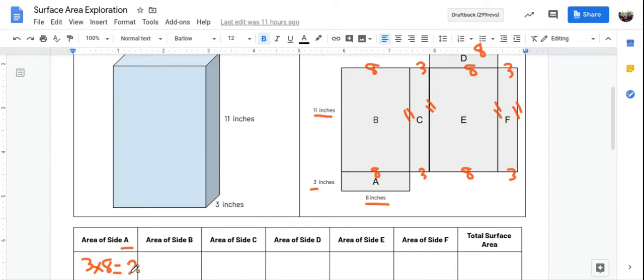I'm going to multiply on these parts, and I'm going to do that for each of my sides. So my next one is this side B. I have to come up here and find my rectangle for B. Those sides are 8 times 11.